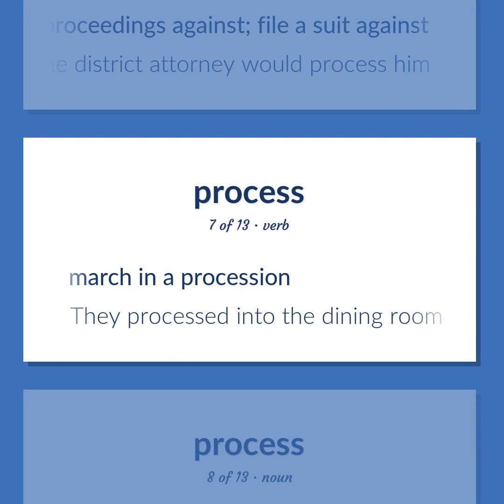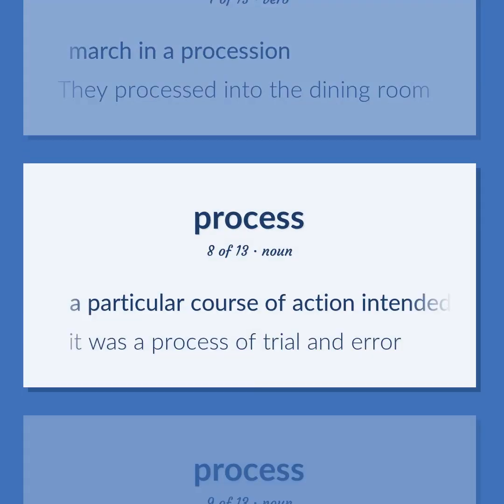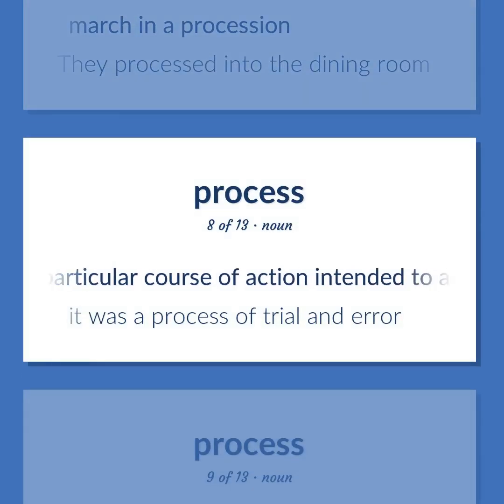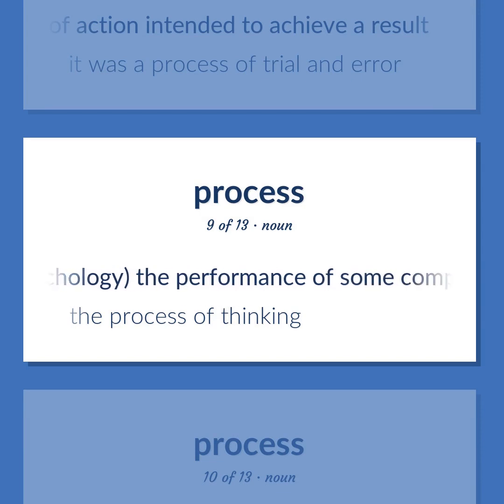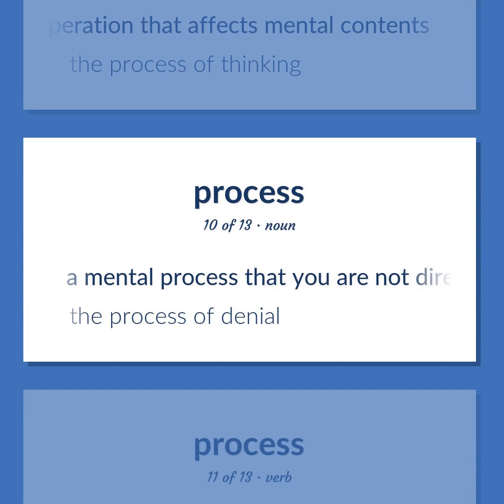March in a procession. They processed into the dining room. A particular course of action intended to achieve a result. It was a process of trial and error. Psychology. The performance of some composite cognitive activity. An operation that affects mental contents. The process of thinking. A mental process that you are not directly aware of. The process of denial.